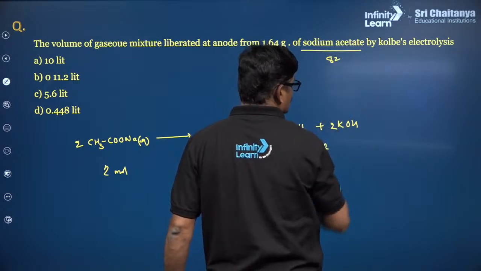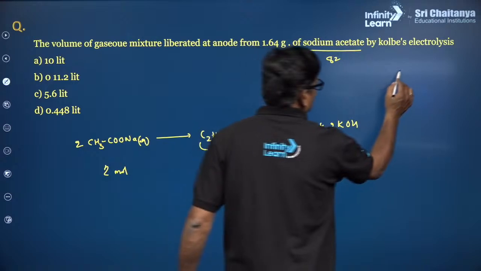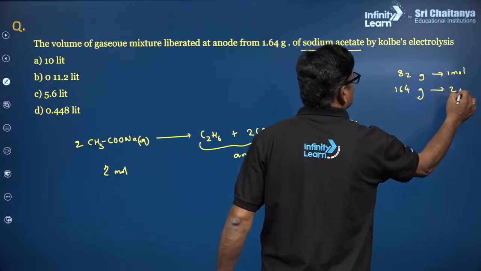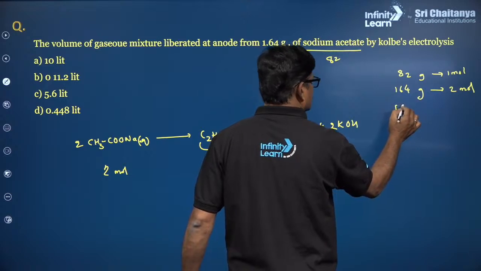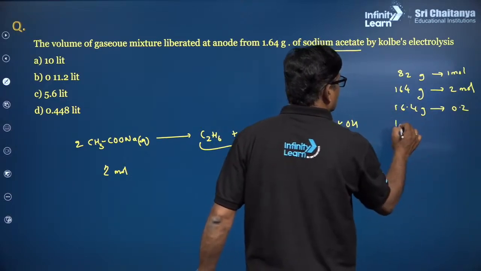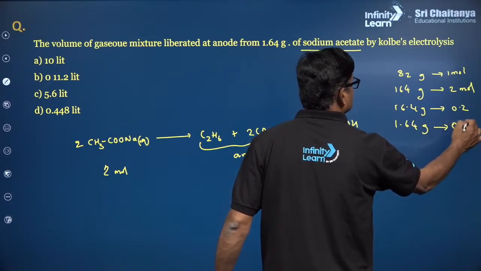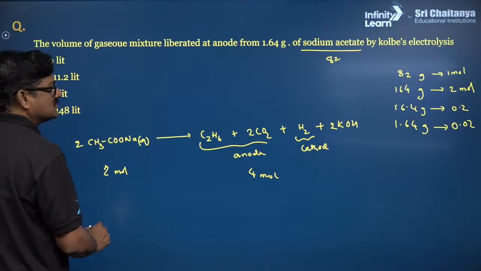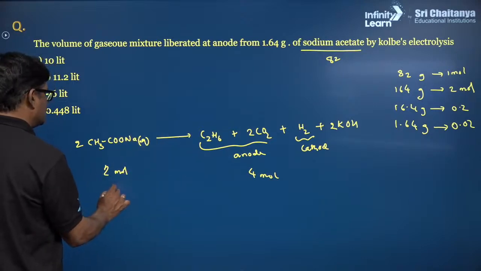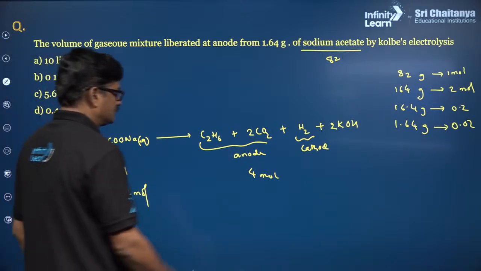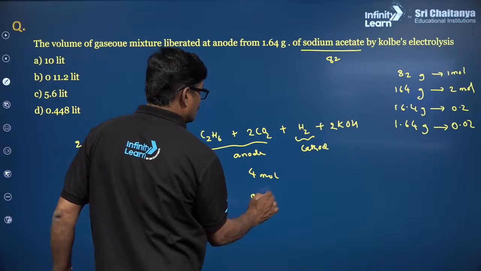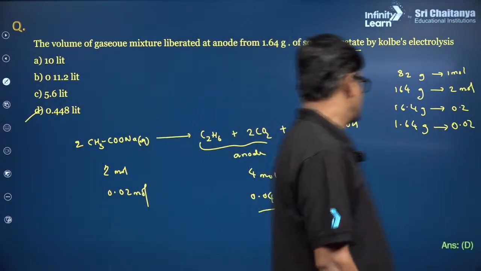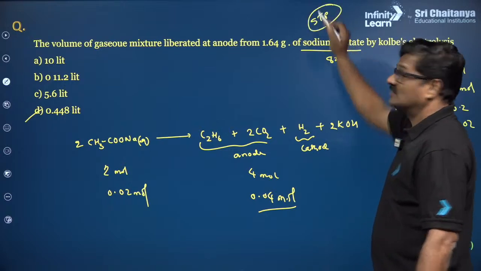The molecular formula of sodium acetate is CH3COONa, so the molecular weight is 82. So 82 grams is equal to 1 mole, 164 grams is equal to 2 mole, 16.4 gram is equal to 0.2 mole, 1.64 grams is going to be 0.02 mole. So 2 moles gives rise to 4 moles, so 0.02 mole gives rise to 0.04 mole. So 0.04 mole is going to be 0.448 liters at STP. It has to be mentioned at STP.